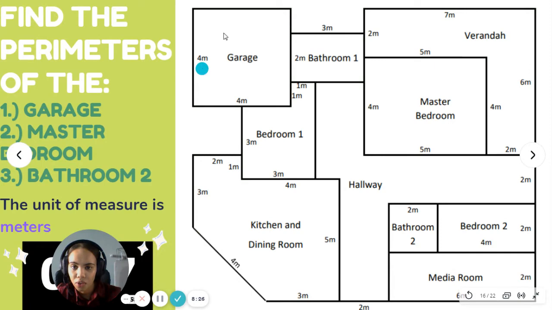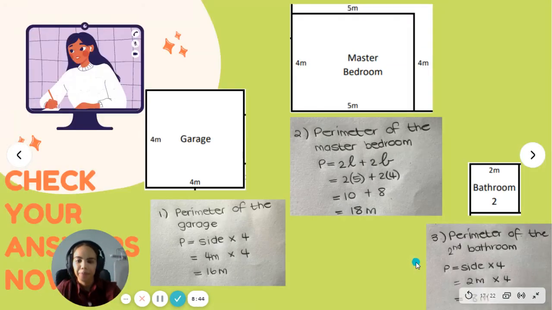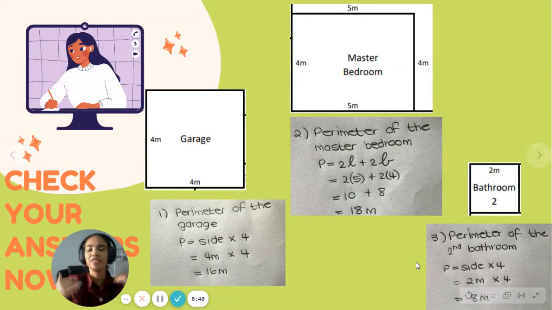So that's 4 times 4. There's 4 sides. So that's the garage. The master bedroom, 2 lengths plus 2 breadths. And the bathroom is 4 times the side. Side times 4. Okay. So if you got 16 meters for question number 1, you are correct.